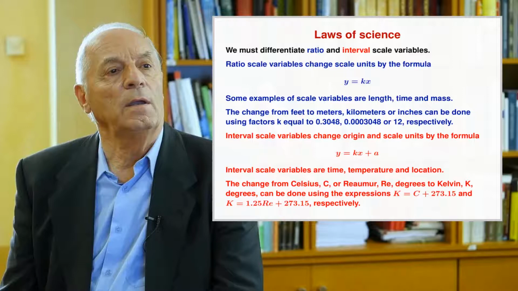I invite the reader to think about the possibility of avoiding interval scale variables. In other words, to answer the question, are interval scale variables needed? Is the use of the Kelvin unit system a solution for eliminating them? If this is the case, the problem of laws of science simplifies a lot and many problems would be avoided.